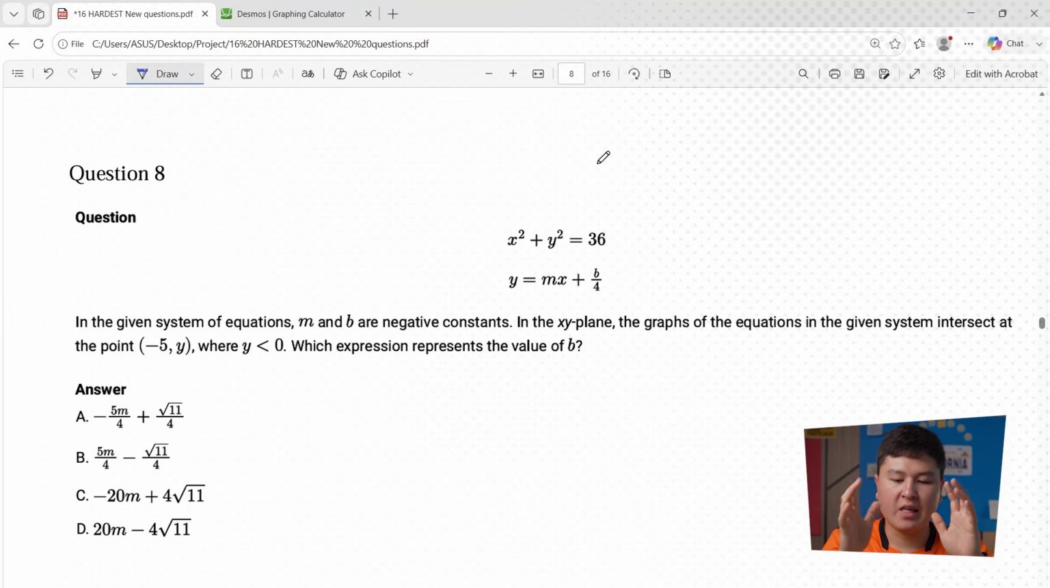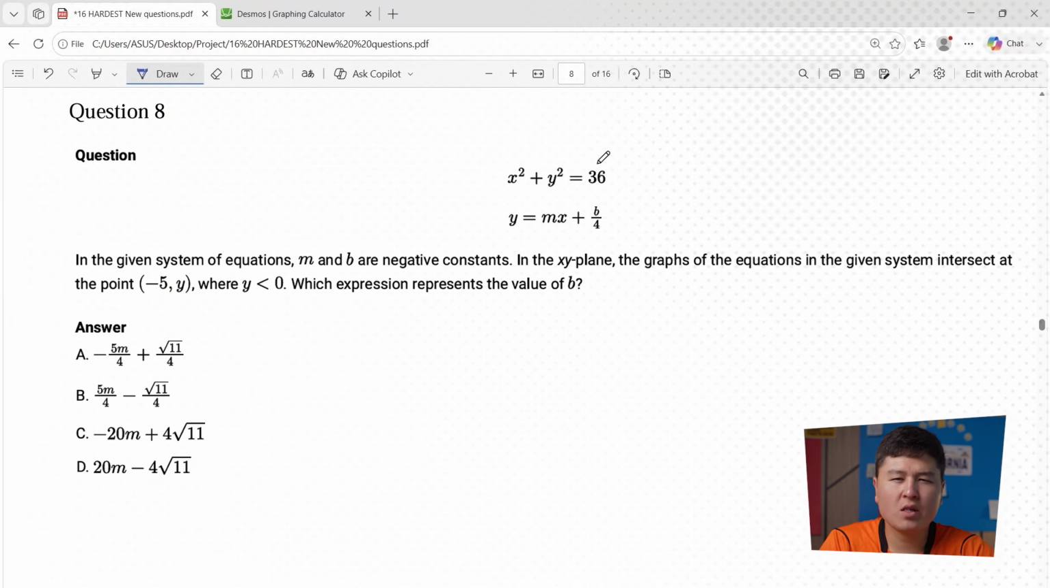Question 8. That's the system of equations, but not just asking about solutions. Let's read it. In the given system of equations, m and b are negative constants. In the xy-plane, the graphs of the equations in the given system intersect at the point (-5, y), where y is less than 0. Which expression represents the value of b? So here you can just solve this question with pen and paper.